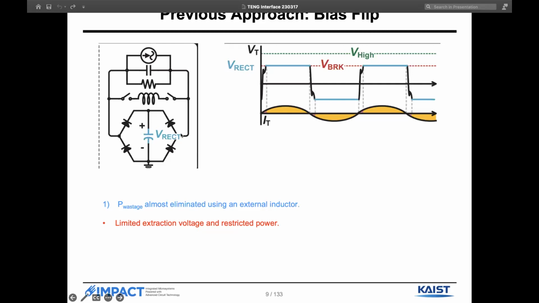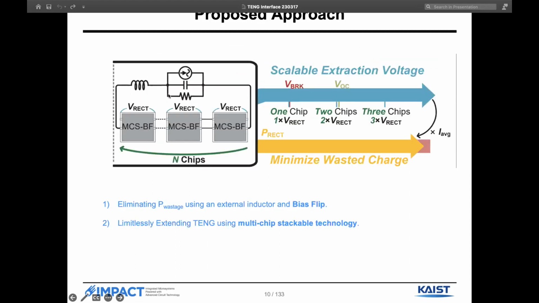Another approach, which is a much better approach, was bias flip. By flipping the bias, as we can see over here, the power wastage is almost minimized, but the problem remains with the limited extraction voltage and restricted power. So the V break issue remains. In order to solve both issues simultaneously, we are going to use a multi-chip stackable technology. The multi-chip will basically extend the voltage limit limitlessly, and we can also use the bias flip to eliminate the power wastage.